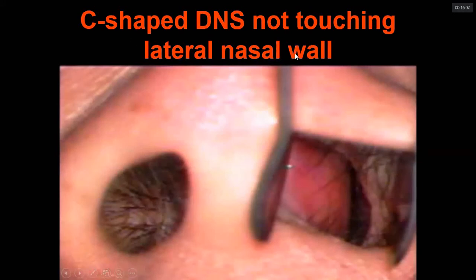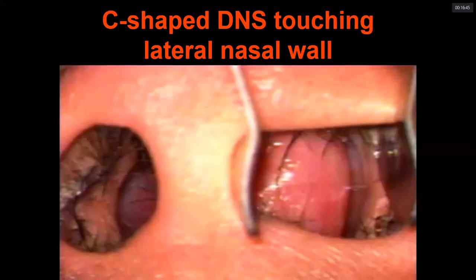Now, C-shaped DNS, not touching the lateral nasal wall, okay? So this is a diagram. This is an image from the vestibular examination. Okay, the tip has been lifted, and along with that, can you see here? This is the instrument here, okay? So this is the Killian speculum, okay? The speculum is pressing over the medial wall and the lateral wall, and the septum has been exposed, okay? So this is C-shaped DNS, and this is the lateral wall, and it is not touching the lateral wall. And here you can see this part, the inferior turbinate, it has grown out in size. And here it has become larger, and it is touching the lateral wall.